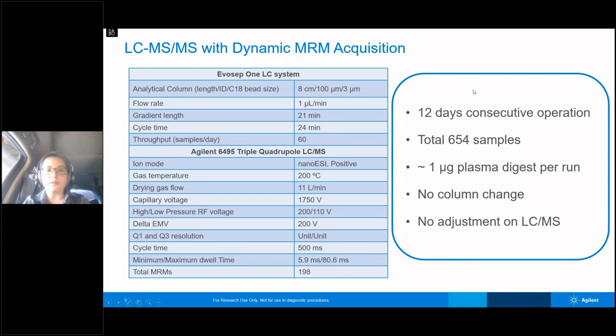The whole experiment takes about 12 days of consecutive operation, including method development on the first day and the three experiments. For the three experiments, a total of 654 samples were injected. For each injection, we loaded 1 microgram of plasma digest on column. During this whole process, there was no column change and no adjustment on the LC-MS system. The spray needle was not changed, the spray voltage was not changed, and the instrument was not tuned or cleaned.